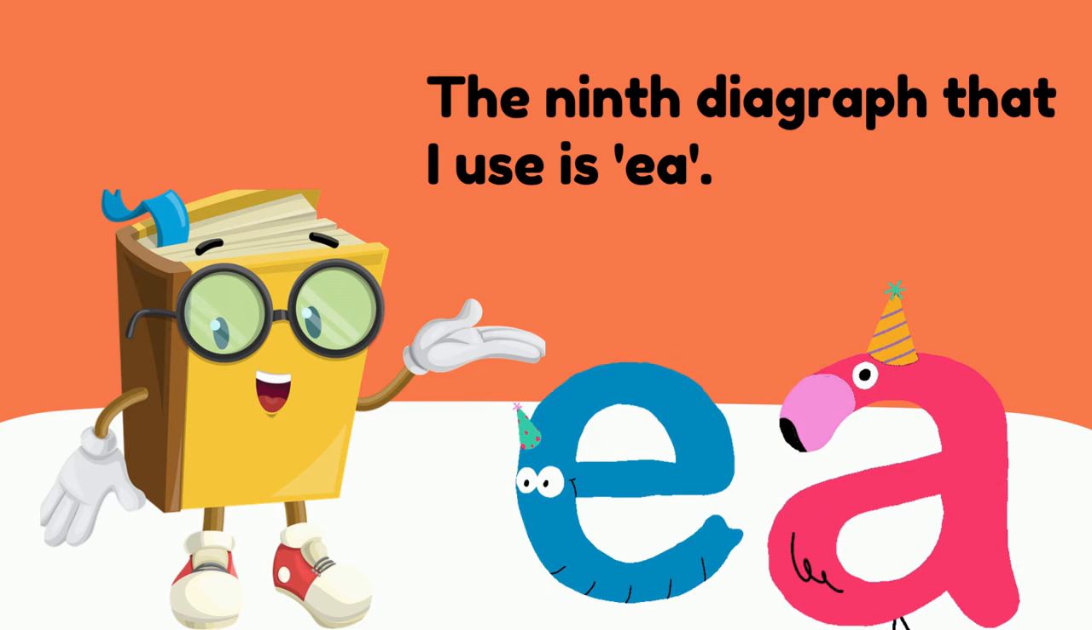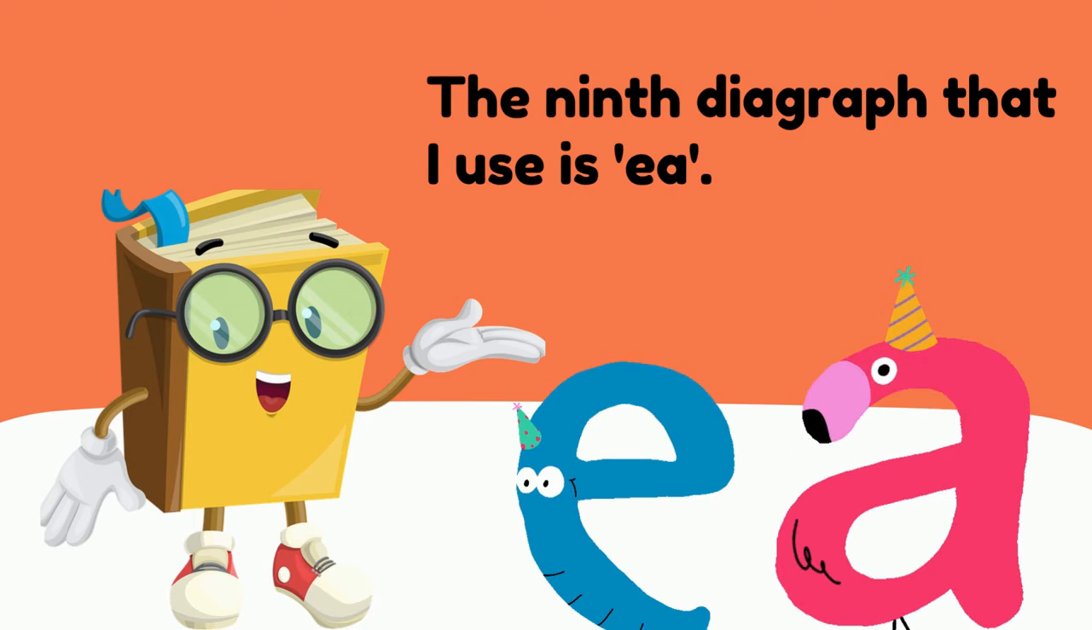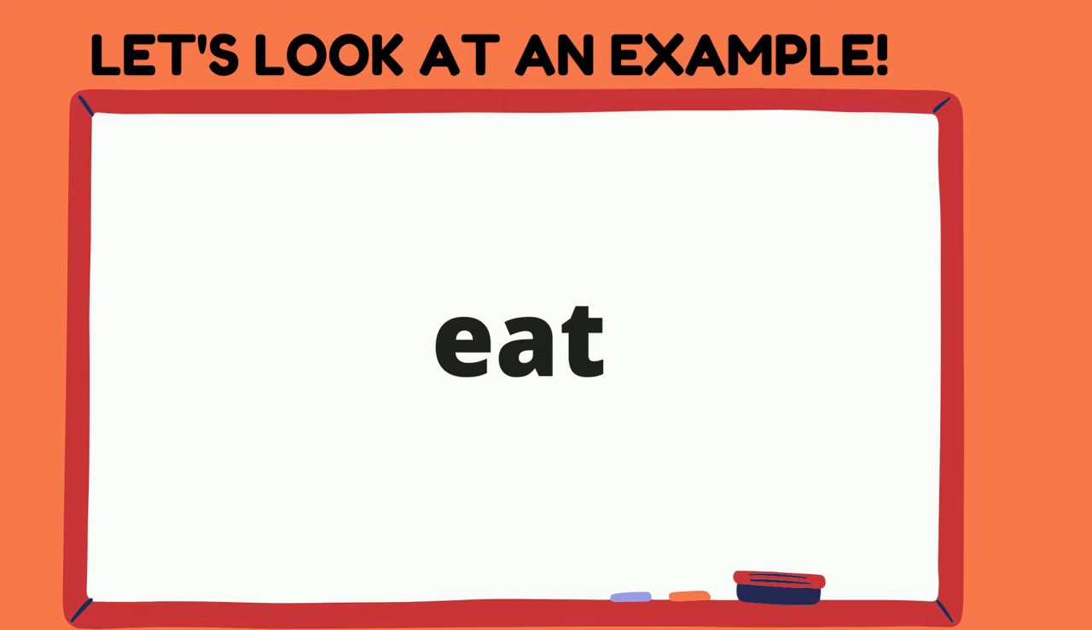Now let's try this sound with some examples. My first example is eat, eat. And of course, you're going to pronounce the word eat. Well, not you, the students. So never forget that, my adults, you are never the one who will make the sound of the digraph or the letters. It's always the child.